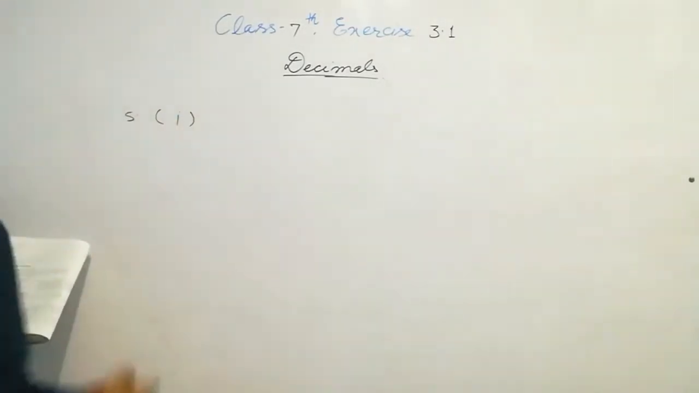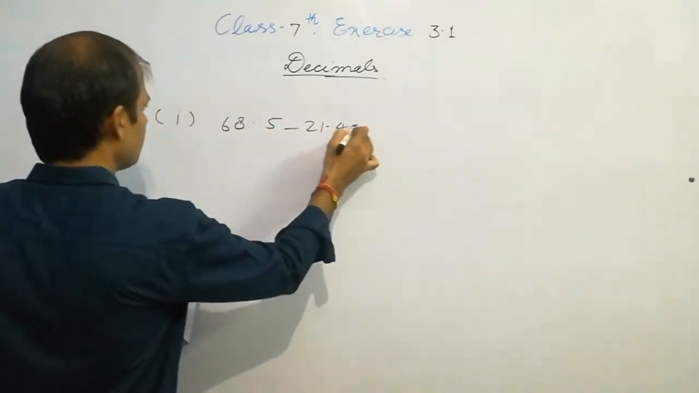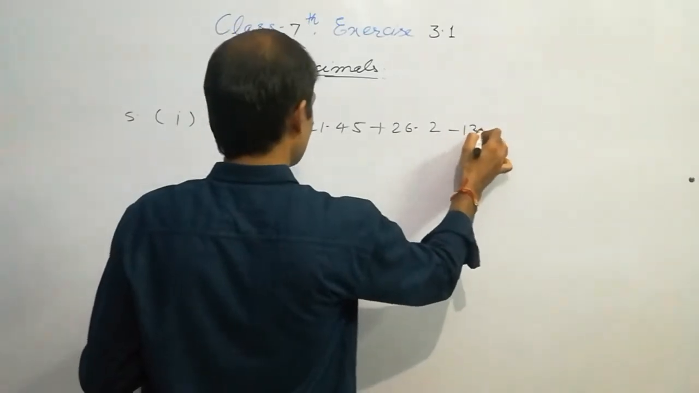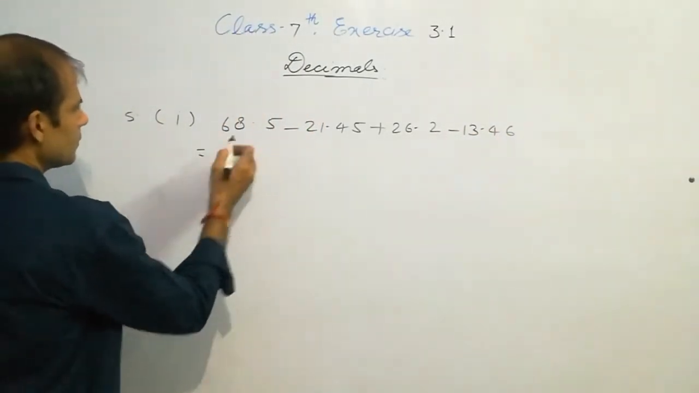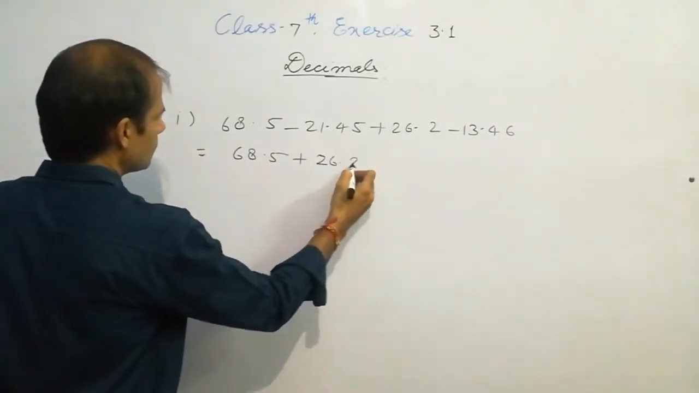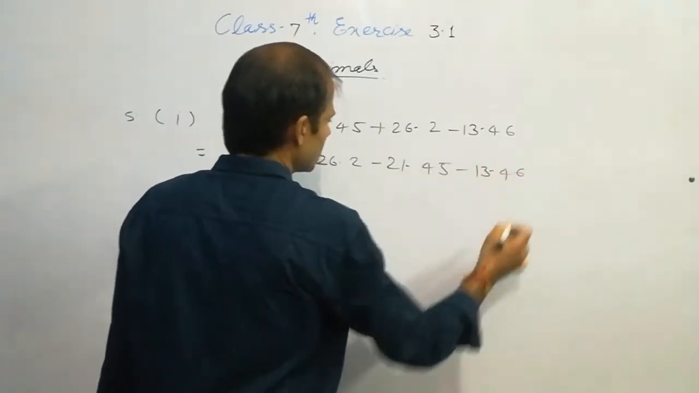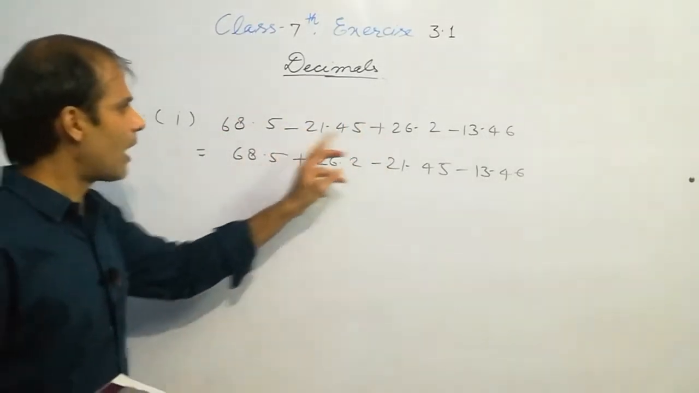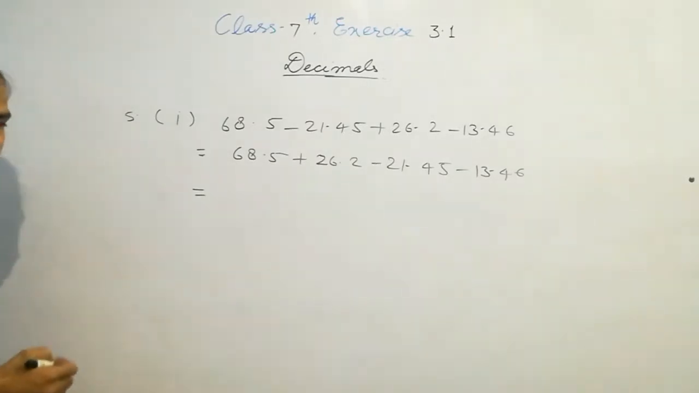Simplify. The values are 68.5 minus 21.45 plus 26.2 minus 13.46. Okay, just add the positive values. So 68.5 plus 26.2 minus 21.45 minus 13.46. Regroup the numbers. Collect the positive values and negative values together, then add these. So you can do in your rough copy.